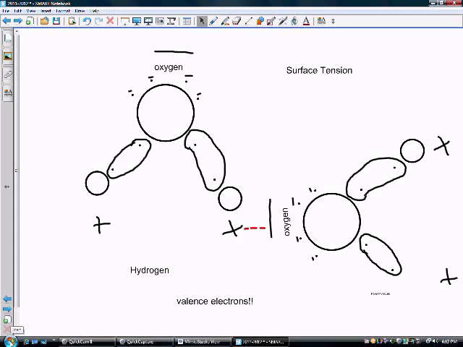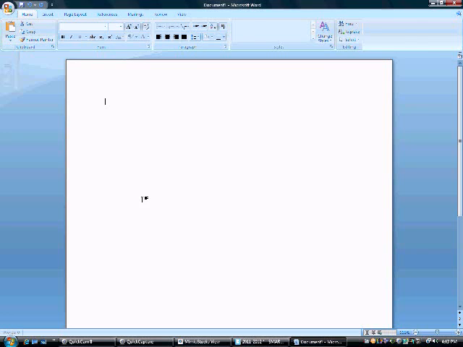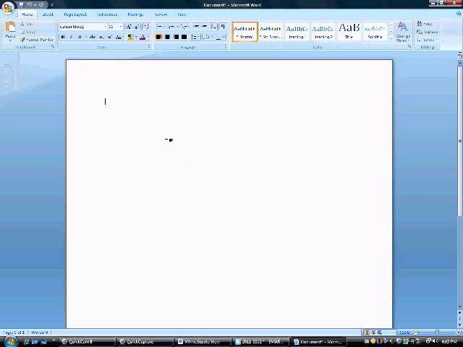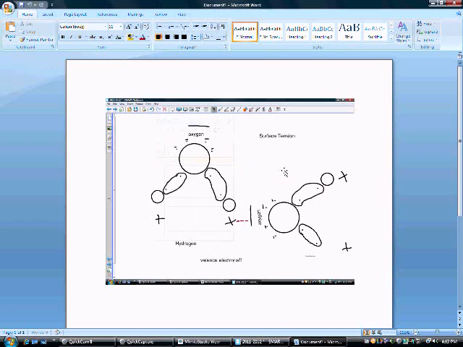Now what you can do is you can go to your email and you can copy and paste it. Alright, now before I do that, what I'm going to do is go to a Word document. Now if I hit right click on the mouse and paste, it should put an image. There it is.